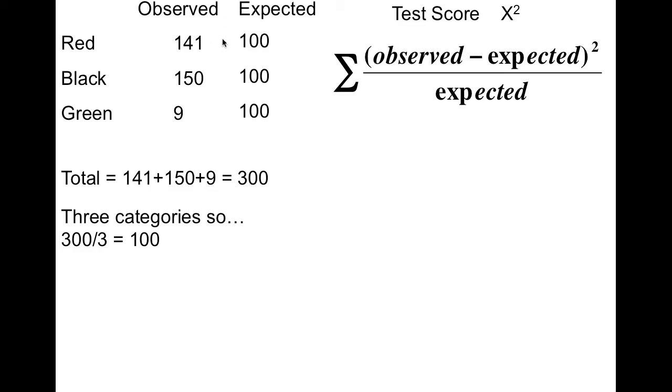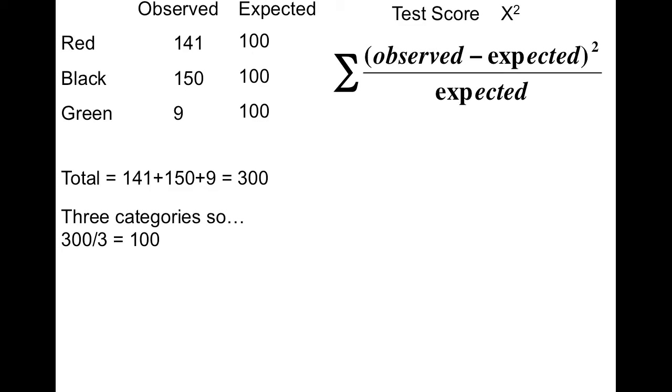Our expected values each correspond, so each observation has to have an expected value. Those are going to be our 2 lists that we're going to work with. For each one of these, you would have to do this formula: observed minus expected squared divided by expected. I'm going to show you how to do it on the calculator, a quick little shortcut, in a second.